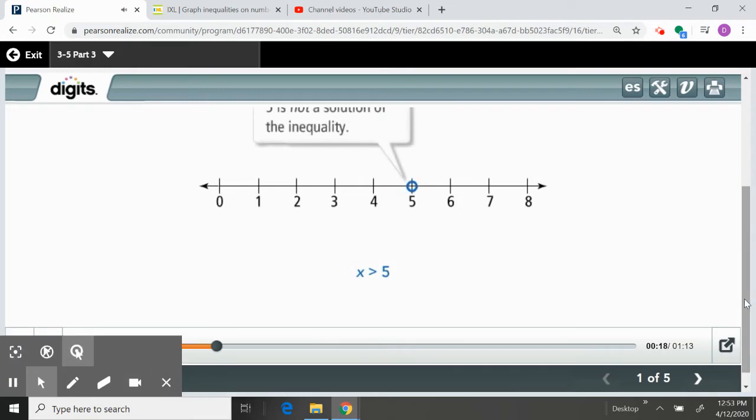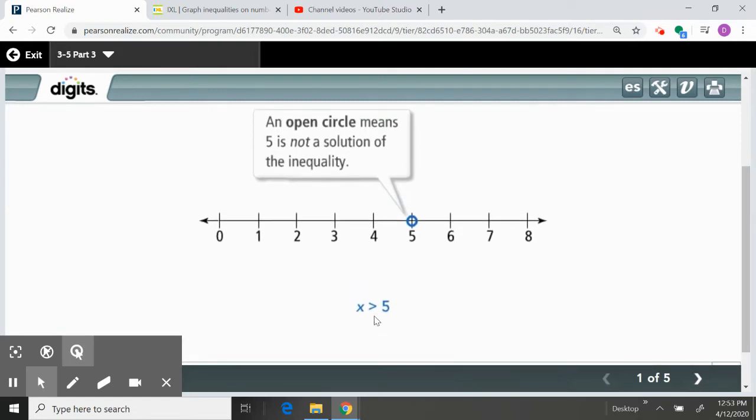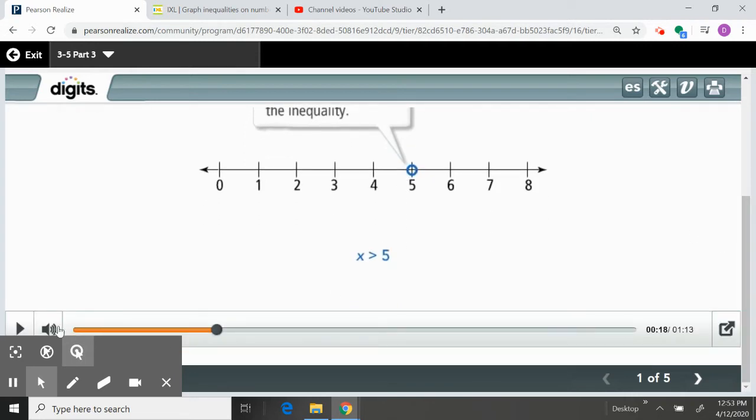So they use an open circle because when there's not that little line underneath it, they're not saying x is greater than or equal to 5. So 5 is not included. So here it says an open circle means 5 is not a solution of the inequality. So in other words, 5 is not included. All right, so you would have an open circle there. I'm going to let them continue now.